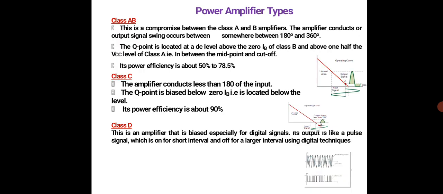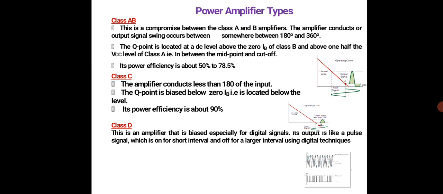Coming to class AB, this comprises both A and B, and the swing occurs between 180 and 360 degrees. This Q point will be located at the DC level above the zero base current of class B and above one half of the VCC level of class A, that is in between the midpoint and the cutoff. So the power efficiency is around 50 to 78.5%.